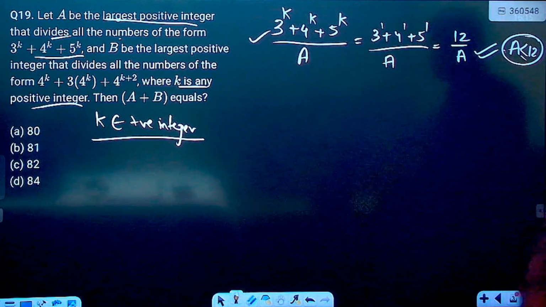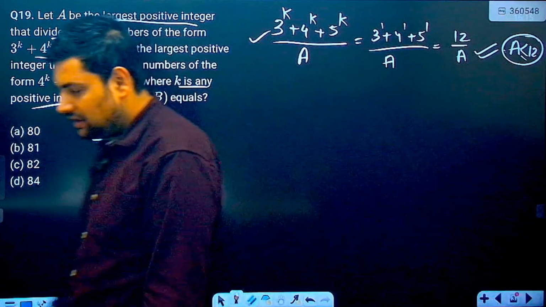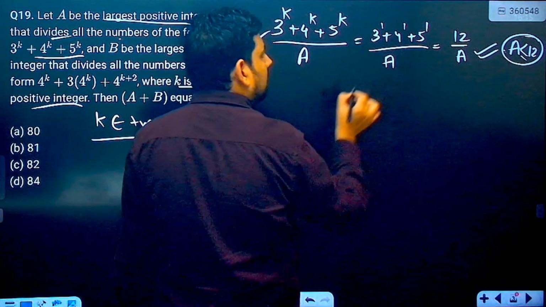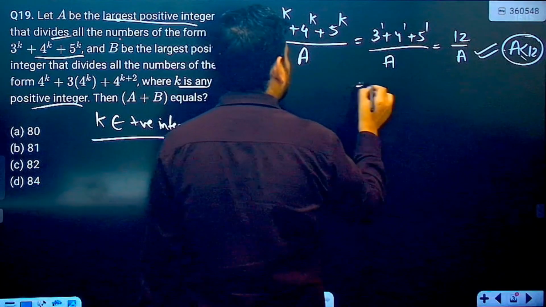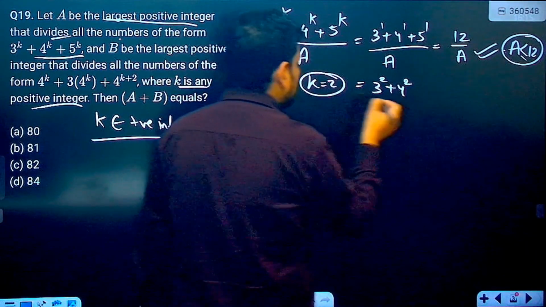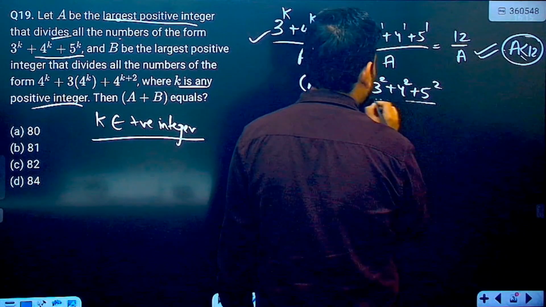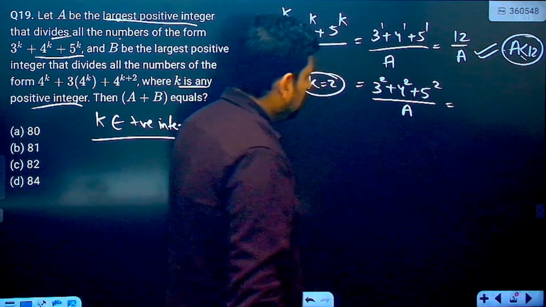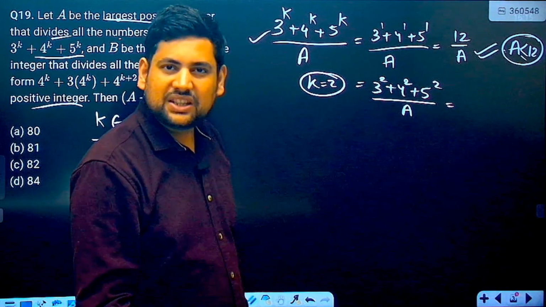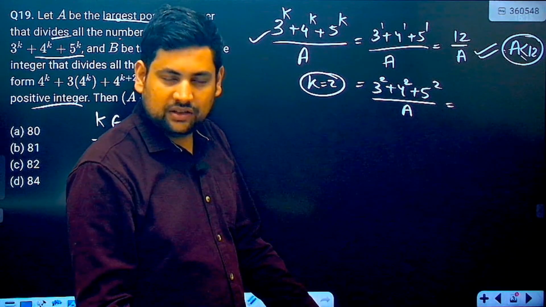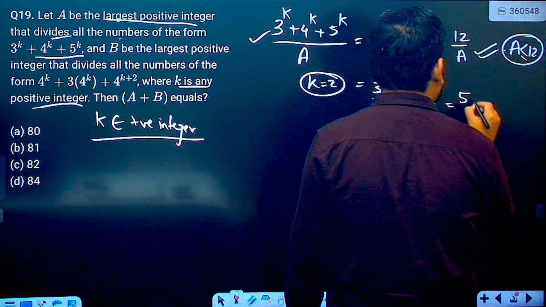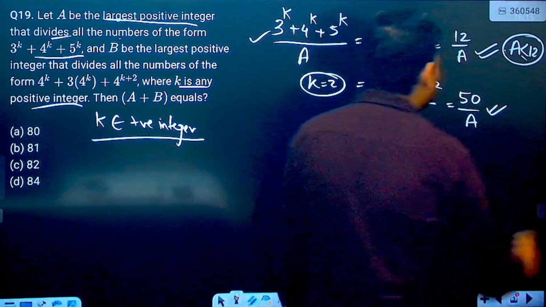Not more than this. Now, let's look at any other power also. Power 1 I have already taken. Let's take power 2, so k is equal to 2. So 3 square plus 4 square plus 5 square by a. Now, 3 square is 9, 4 square is 16, 16 plus 9 is 25, 25 plus 25 is 50. So that means a divides 50 also.